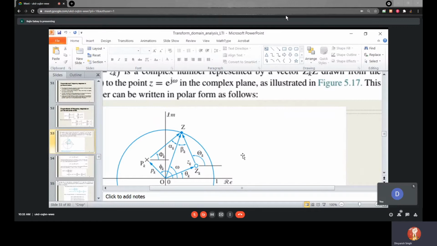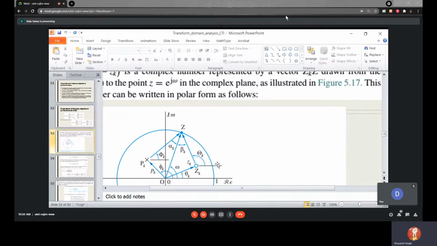In Greek letters, we have small Greek letters and capital Greek letters, just like we have small ABC and capital ABC. So this is capital theta k and this is small theta k. Similarly, this is small phi k and this is capital phi k. So capital phi k and theta k are the angles with respect to the x-axis of the zero and the pole.